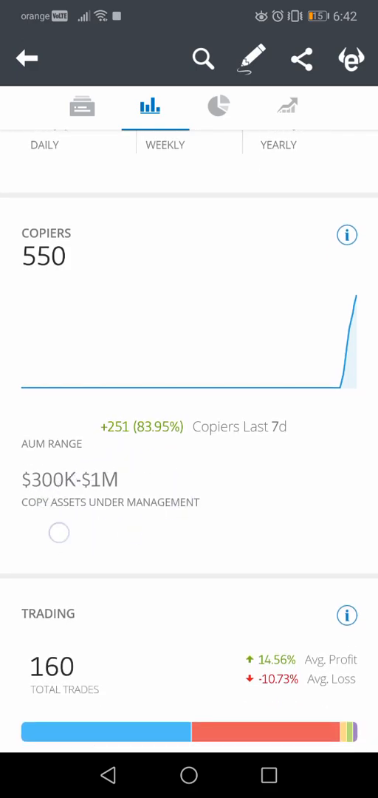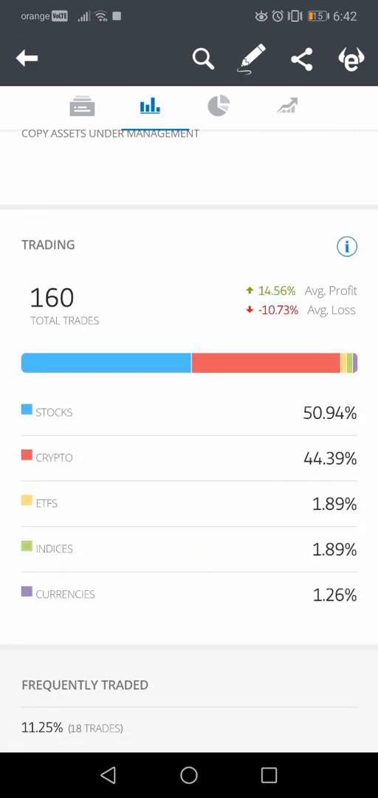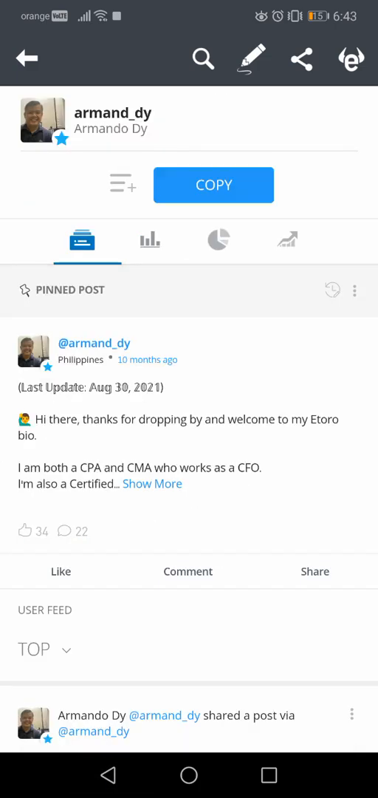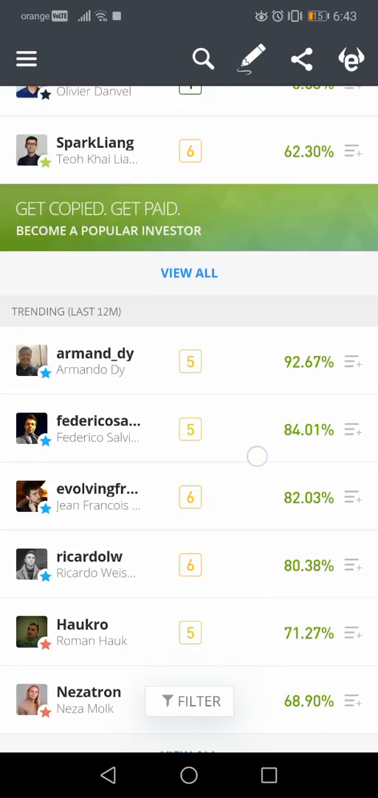And here's an average of how much money was invested under this investor, which means that people that are copying this investor have invested this much money, around $300,000 to $1,000,000. His investment portfolio is 50% stocks, 44% crypto, almost 2% ETFs, almost 2% indices, and 1.2% currencies. That's how his portfolio is sectioned, and you can start copying him, and from that point all the transactions that he takes will be copied automatically by Etoro. So this is the second section.